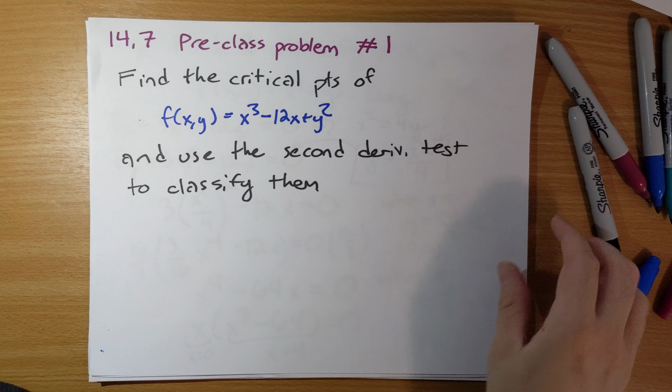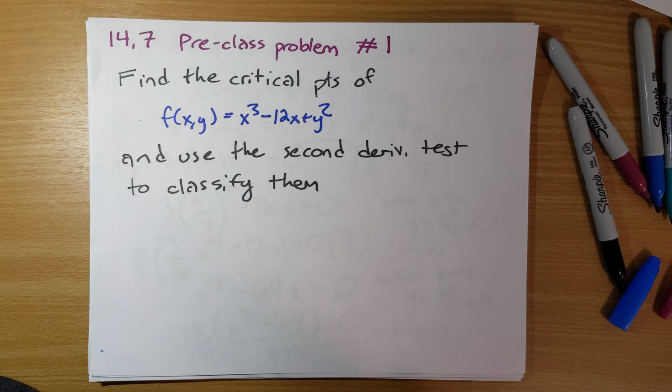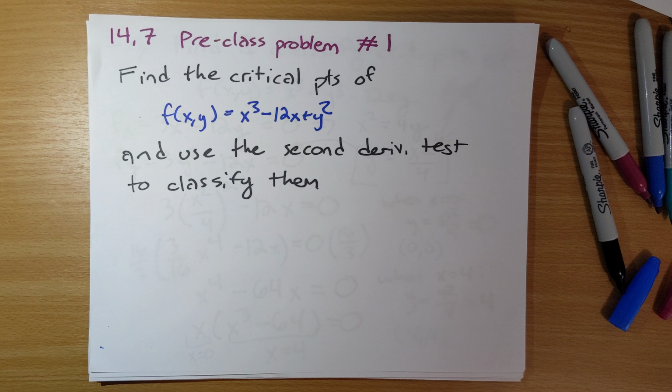Okay, so maybe we can end right here with this first pre-class problem for this section. Find the critical points of this function, f(x, y) is x cubed minus 12x plus y squared, and then use the second derivative test to classify them as local min, local max, saddle point.